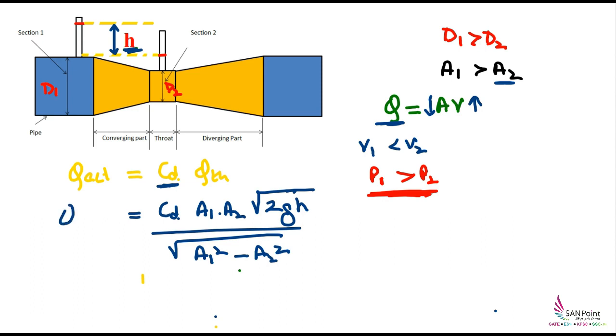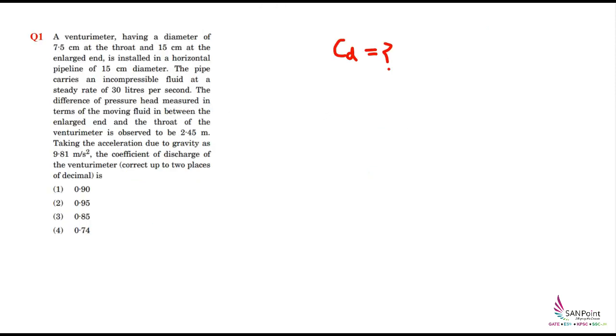And this Q actual value is given in the problem to us. All other parameters are known except the value of CD. So let's see what data has been provided to us. So here, first thing is that the diameter of the throat section is given. That means D2 value is known as 7.5 centimeter. So we can convert it into meter. I can write it as 0.075 meter.